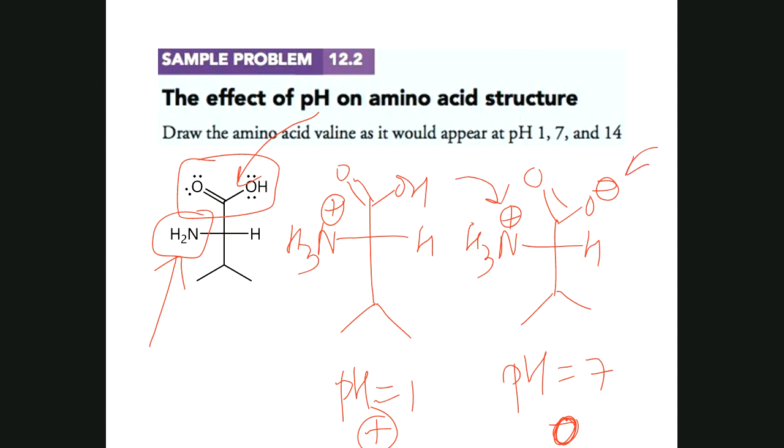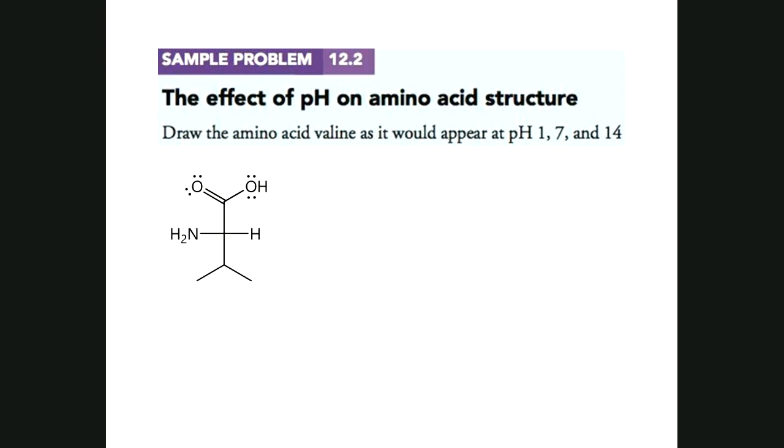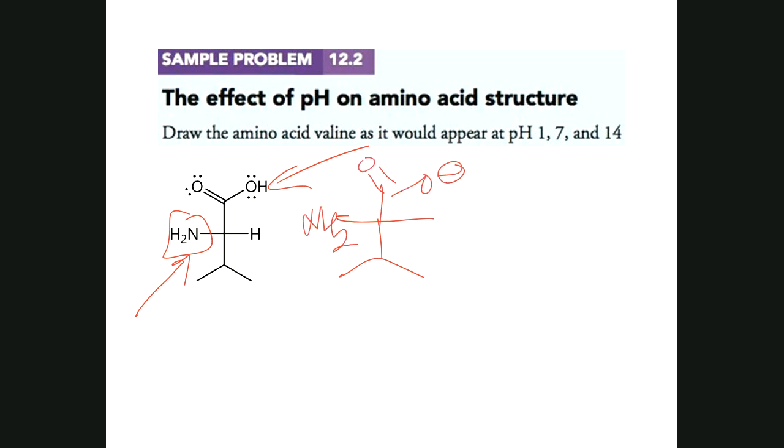Then, similar to the previous one, at pH 14 this will be fully deprotonated, meaning you see the amino group as NH2 with no charge, and the carboxyl group will also be fully deprotonated and have a negative charge. So at pH 14, you have a carboxylate, you have an amino group with its lone pair, there's a hydrogen here, and the side chain is still there. So at pH 14, the charge is a minus 1, okay?